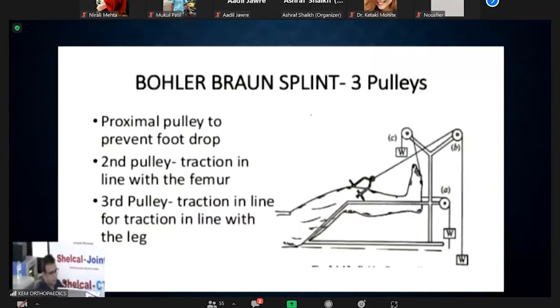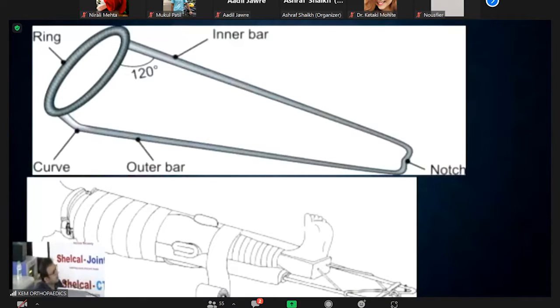So we have already discussed the pulley. Now, the name is Thomas Splint. Tell me, what's the full name of Thomas? Hugh Owen Thomas. Okay. So why did he design this splint?